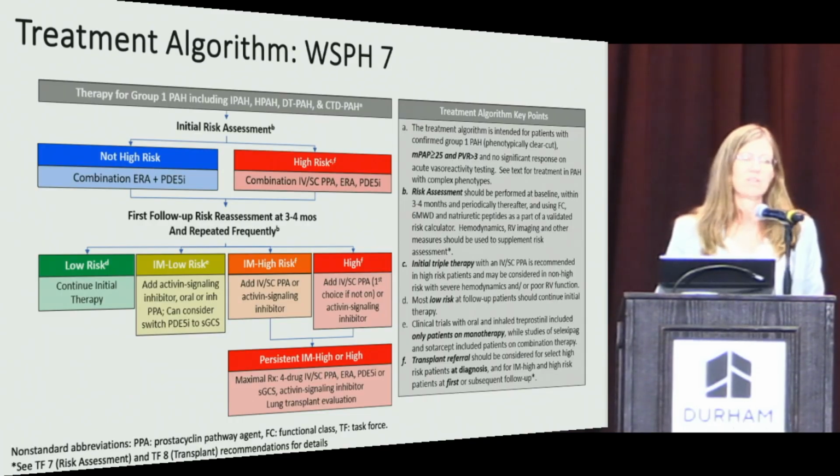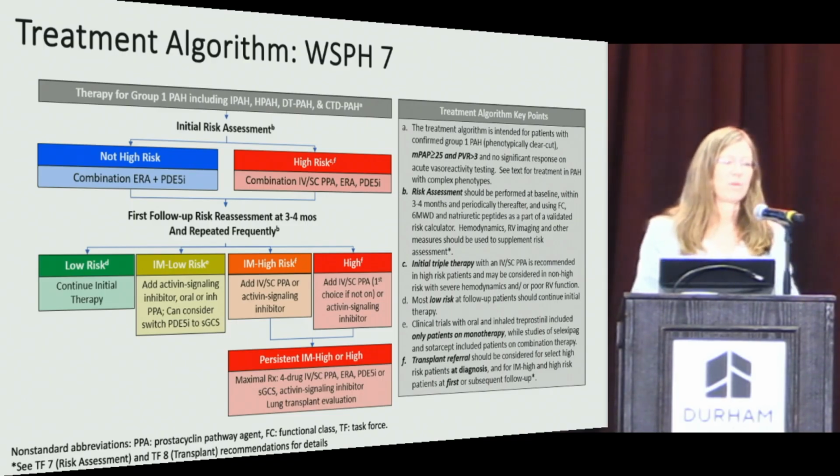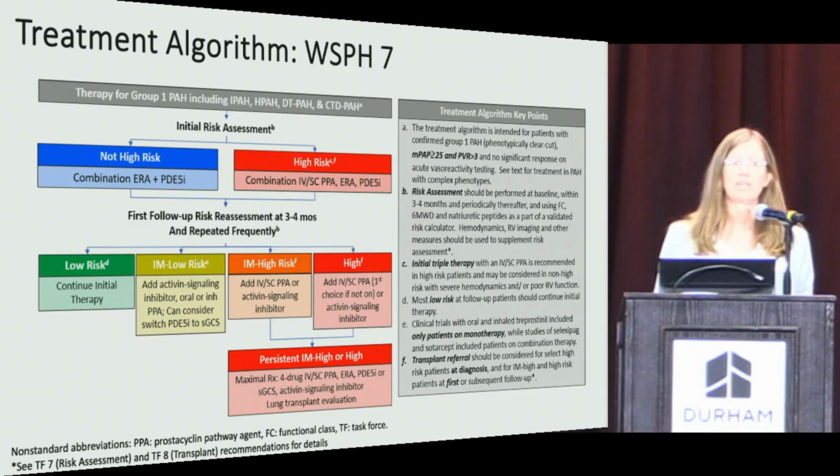Moving on to the World Symposium algorithm that was published in 2024. This has already been shown in some detail, so I'll go through it reasonably quickly. One of the most notable things is the lack of the comorbidities arm. This was based on reviewing what data we have on patients with comorbidities and looking back at the clinical trials. Somewhere in the 30 to 50% range of patients in these trials have at least one cardiovascular comorbidity.